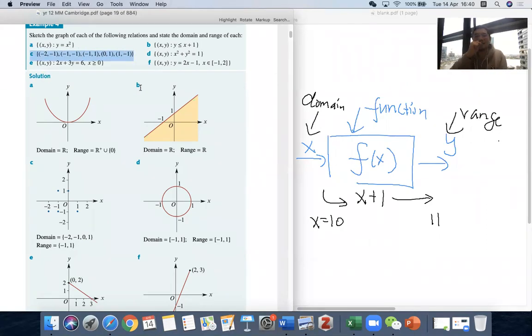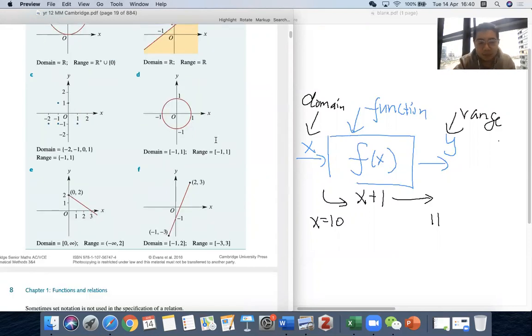Part C is actually a function, but it's discrete. Discrete means they're not continuous, they're just random dots over here, right? So for the domain, they can only take certain values. In this case, it's -2, -1, 0, and 1. And the corresponding range is just -1 and 1, no other choice, okay? Based on the data they gave us. Hopefully that one makes sense.